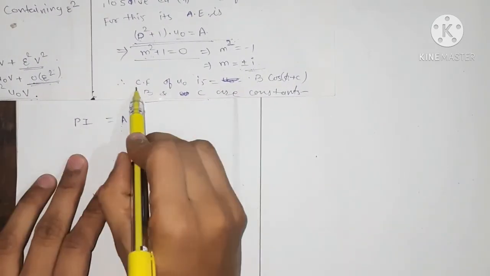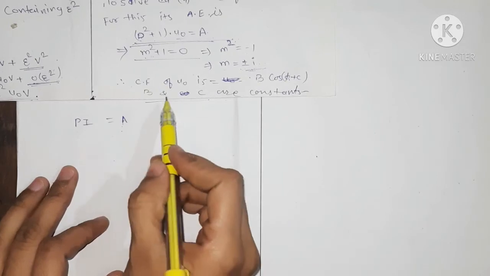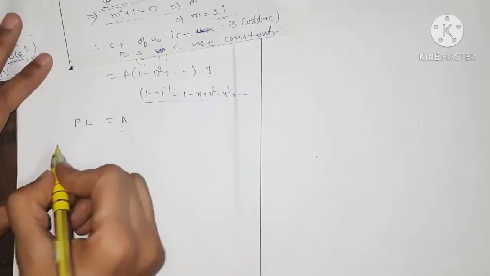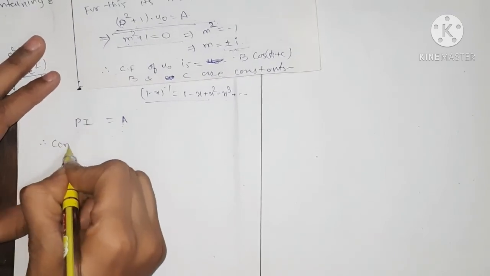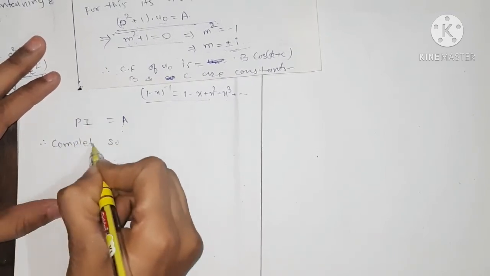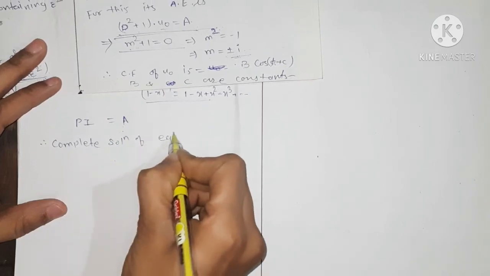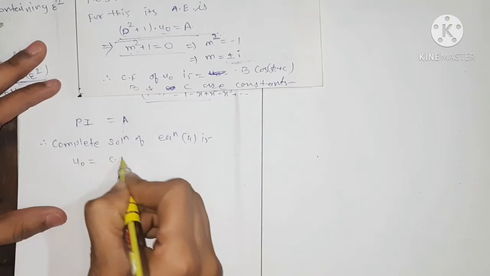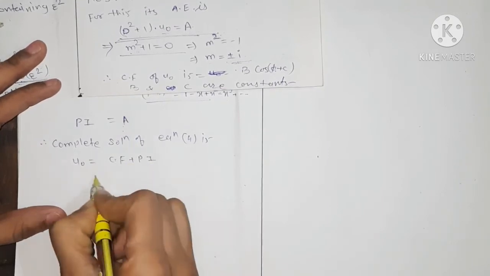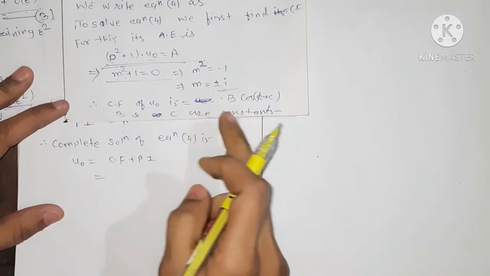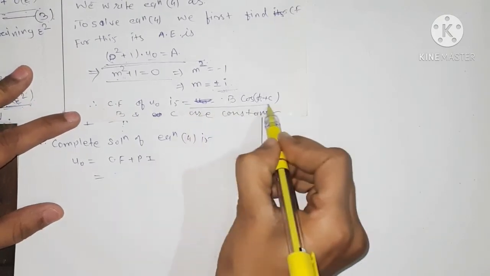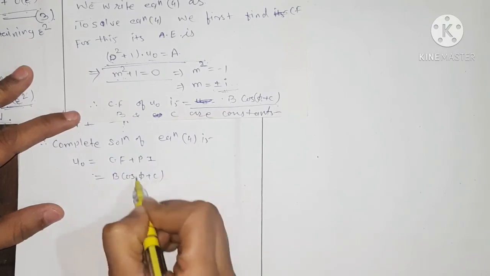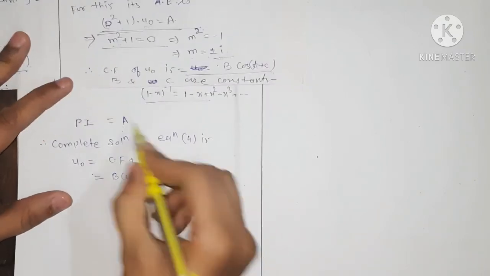Now we have the complementary function and the particular integral. So the complete solution of equation 4 is u0 equals complementary function plus particular integral. The complementary function is b cos of phi plus c, plus the particular integral, which is capital A.